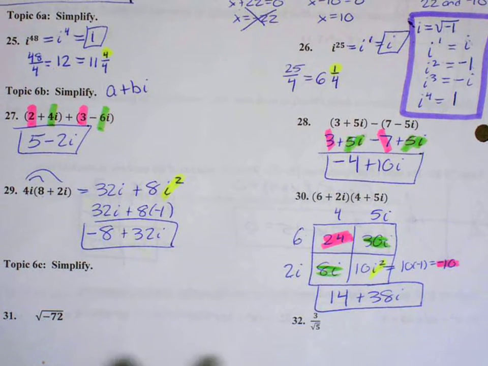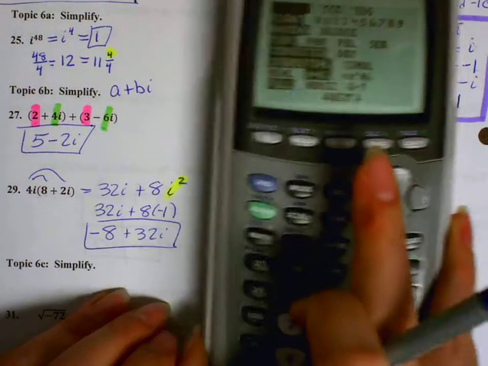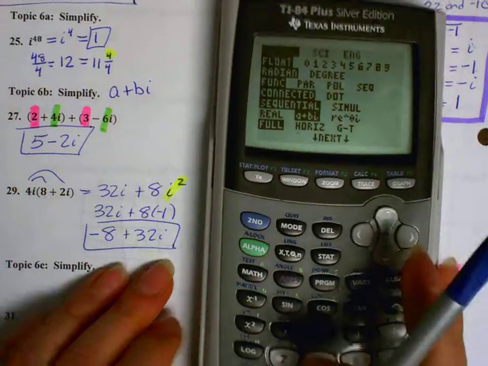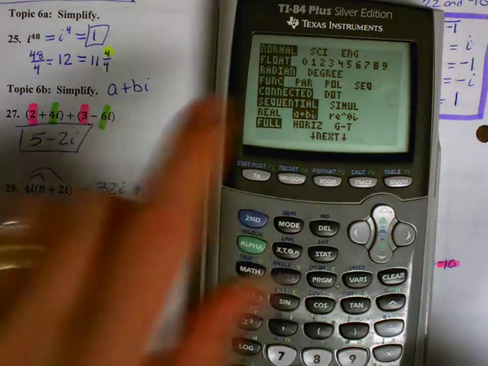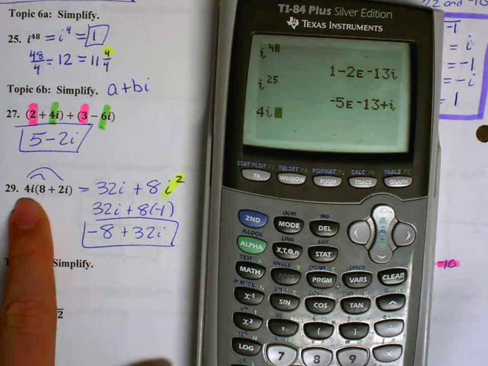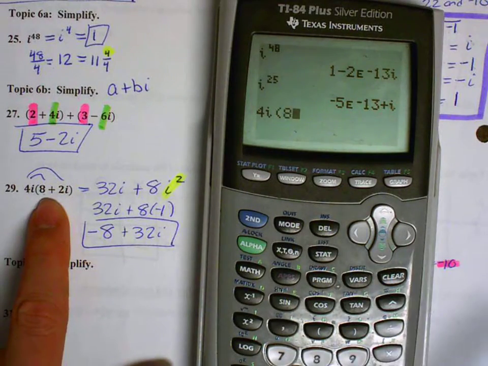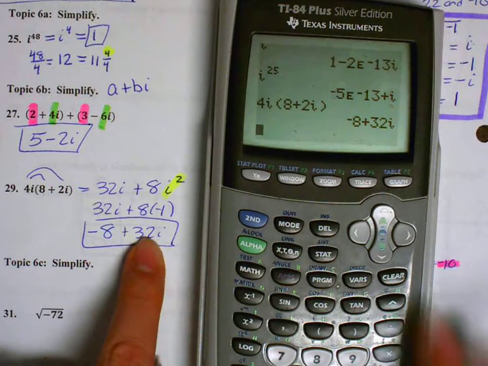You can also do these on your calculator. So quick reminder, you need to be in this mode right here. So if you push mode, which is next to your second button, make sure you're A plus Bi. And then I could put this 4i parentheses 8 plus 2i. Make sure it's exactly what's on your paper before you push enter. Do a quick check. And there's my answer, -8 plus 32i.